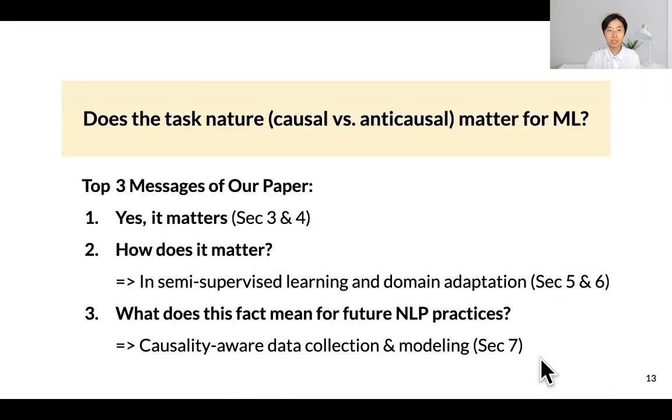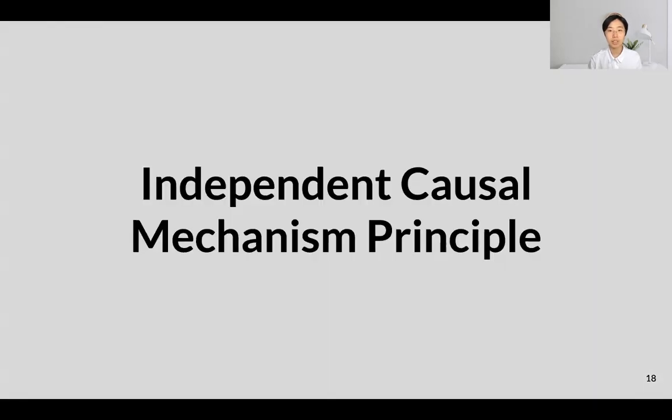So the three key messages of our paper are to answer this question: does causal or anticausal learning matter for ML? Yes, it matters. And the second is how does it matter? We will show two cases. One is a case of semi-supervised learning, and the other is a case of domain adaptation. And third, we will show what it means for future NLP practices. We suggest causality-aware data collection and modeling.